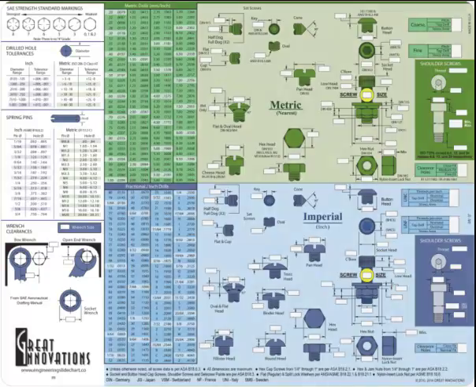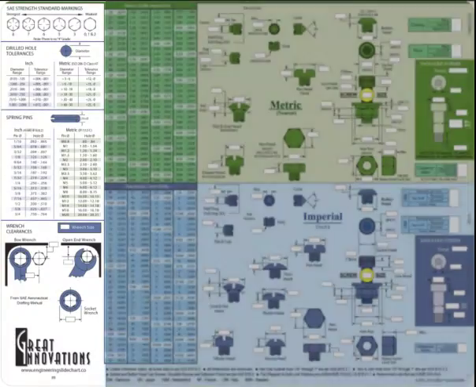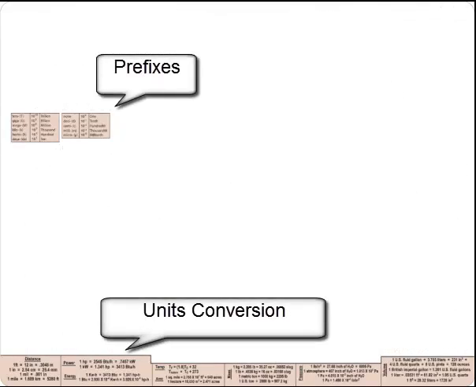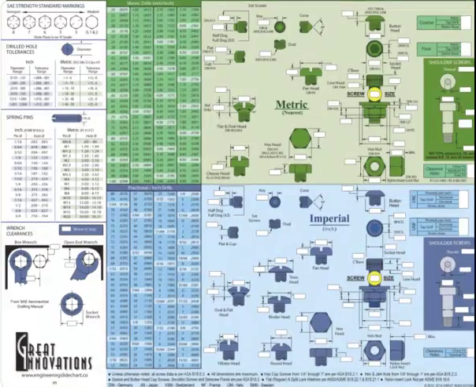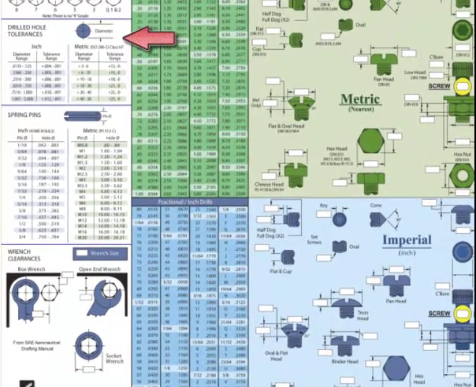On the front side of the chart, the information in the white panel has been relocated to the inner card as shown. In its place, drilled hole tolerances, spring pins, and wrench clearances have been added.